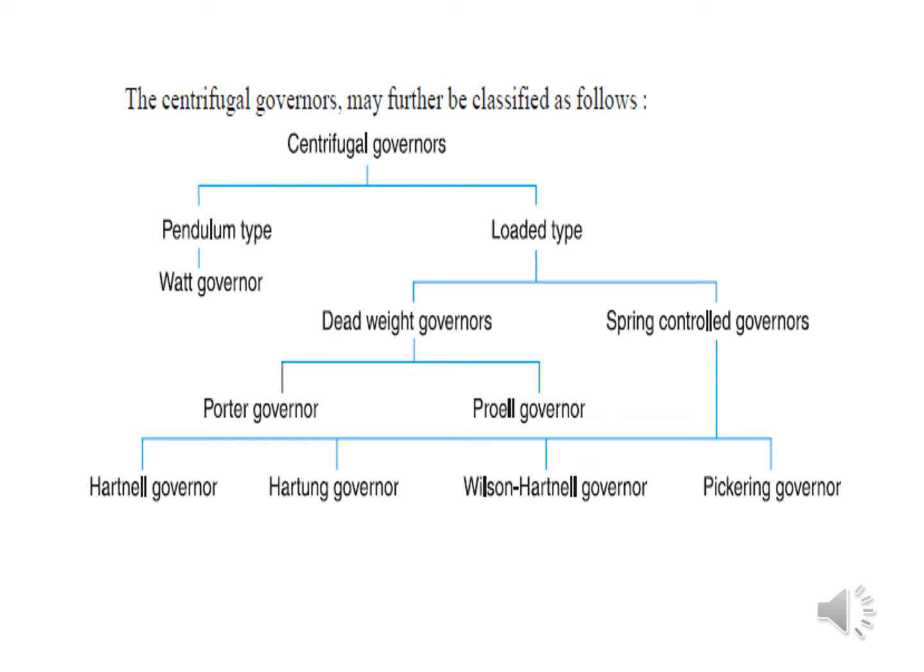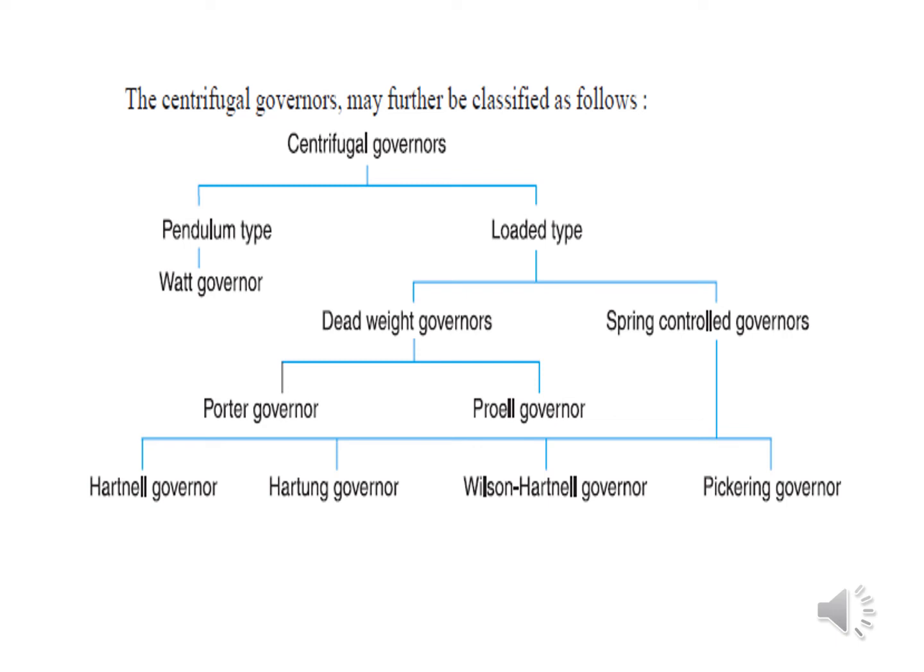The classification is shown in the slide, that is pendulum type and loaded type. The first classification is pendulum and loaded type of centrifugal governors. In pendulum type governors, there is no load on the sleeve, and the example is the Watt governor. When there is some load on the sleeve, either in the form of dead weight or with the help of spring force, then it is known in two different categories. One is dead weight type governors and another one is spring controlled governors.